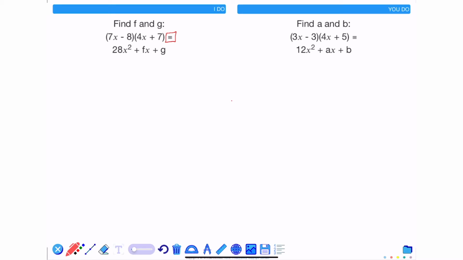What this means is that I need to simplify the left-hand side and then compare it with what I've got on the right-hand side. In a previous video that I'll link here, we learned of a technique in order to be able to multiply out the brackets.